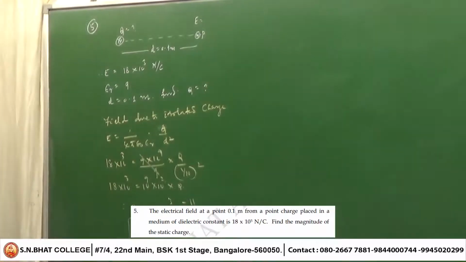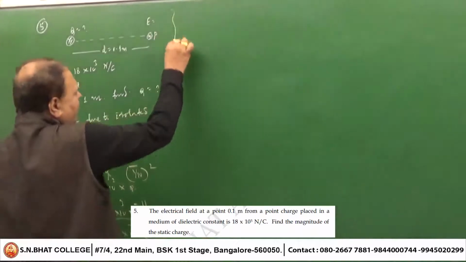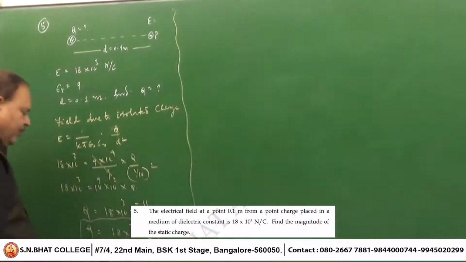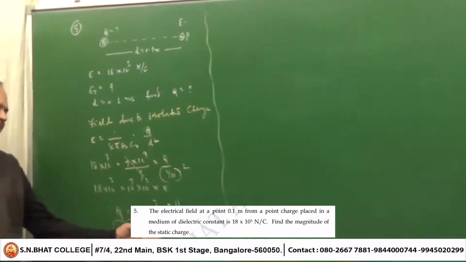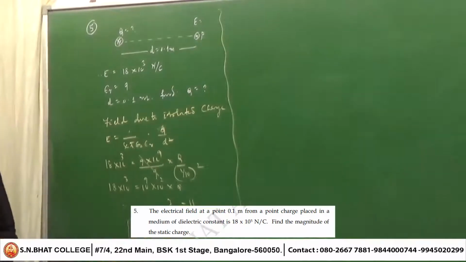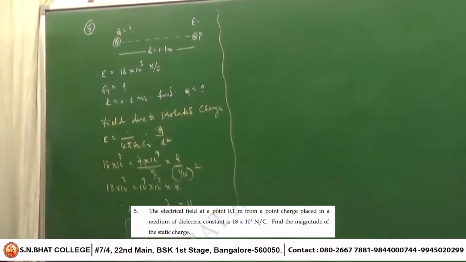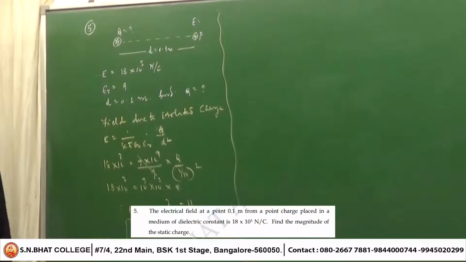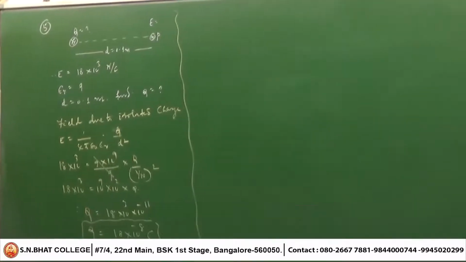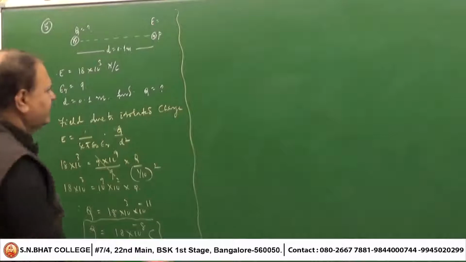Okay, what's the value of the charge? 18 into 10 to the power of minus 8 Coulomb. If you want, you can make it as minus 9 or you can leave it as it is. Okay, this is the question number 5. It's a very simple problem. Now we will take the question number 6.